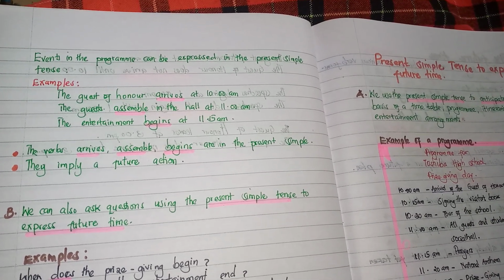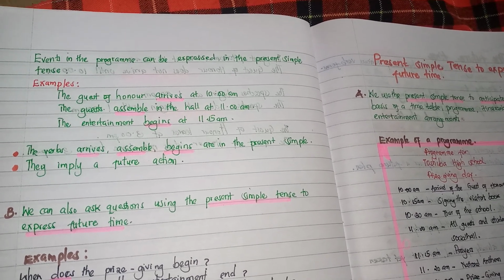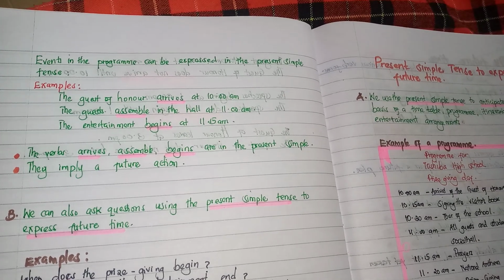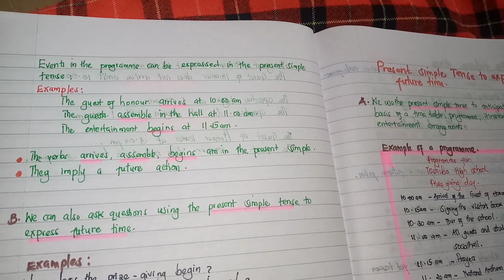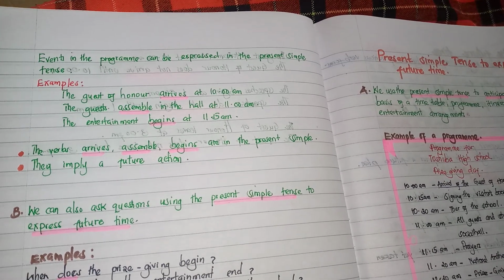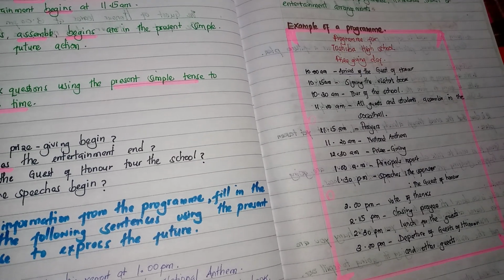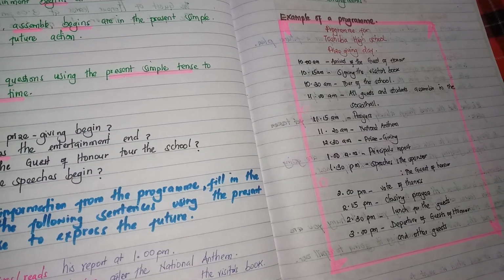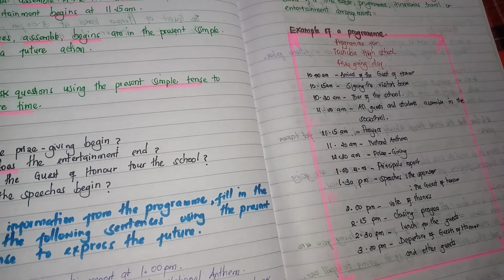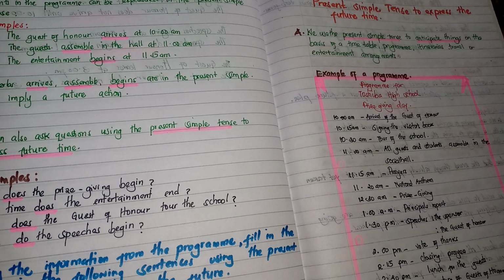The entertainment begins at 11:15. Begins again is in the present simple tense. The prize giving starts at 12:30. Starts again. The function ends at 3 p.m. Ends is in the simple present tense. The guest of honor, the last one, leaves after lunch. The verb leaves is in the present simple tense.